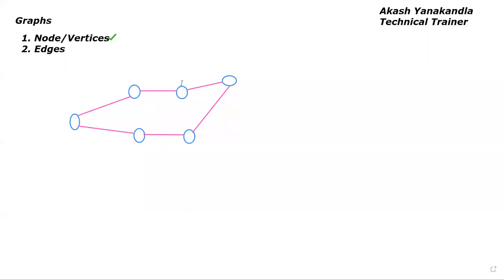Now let's give them some values. Let's consider the distance between node 1 and node 2 is 5 kilometers, between node 2 and node 3 is 2 kilometers, between node 3 and node 4 is 3 kilometers, between node 4 and node 5 is 4 kilometers, between node 5 and node 6 is 2 kilometers, and between node 6 and node 1 is 10 kilometers.